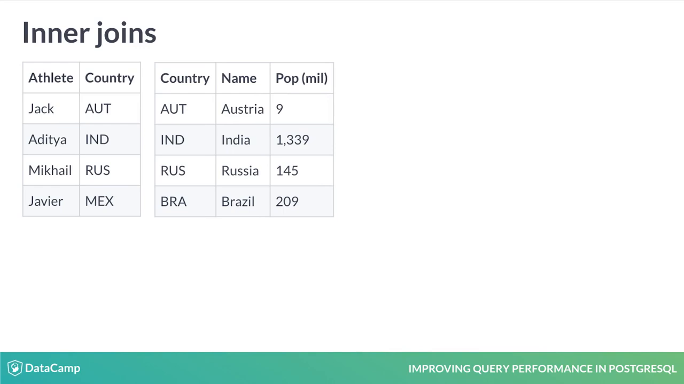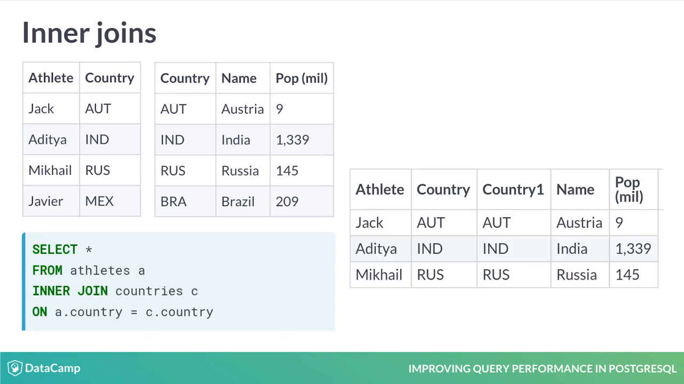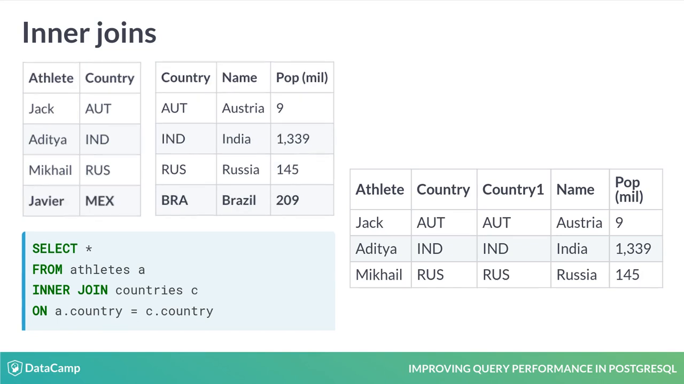An inner join uses a common column to link two tables. The final result has records only where this common column exists in both tables. This query selects all the data from the athletes table on the left and joins it to the countries table on the right using the common country column. Notice that the country column is duplicated since it is returned from each table. The final table has 3 records. It is missing the bolded entries from each source table because Mexico and Brazil only exist in the athletes and countries table respectively.